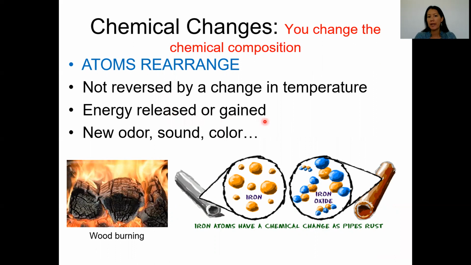Energy is released or gained. Sometimes reactions don't occur because there's just simply not enough energy for it to occur. Sometimes it'll be accompanied with a new odor, sound, or color. So we have this with wood burning, or iron in steel rusting. Rusting occurs when you react with oxygen, and you could go from iron to iron oxide.